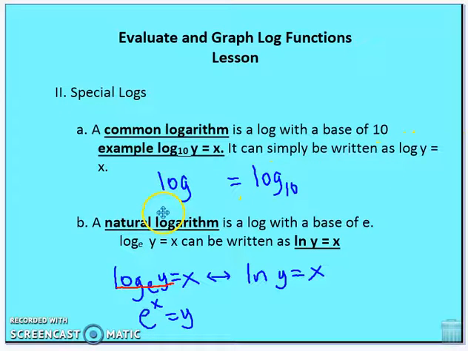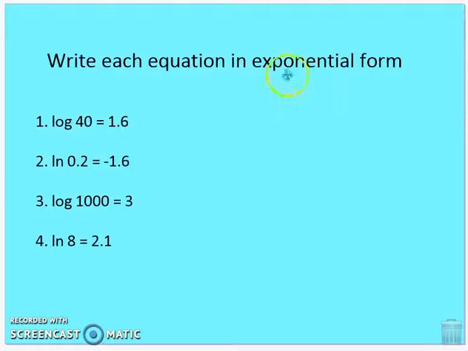A natural log is a log with a base of e. So log base e of y is equal to x can be, and should be, written as ln y is equal to x, and you would express this as natural log of y is equal to x. So whenever you have a base of e for a log, you're going to rewrite that as ln instead of log with a base of e. In exponential form, we're going to rewrite that as e to the power of x is equal to y. All right, so now I want you to write each equation in exponential form.